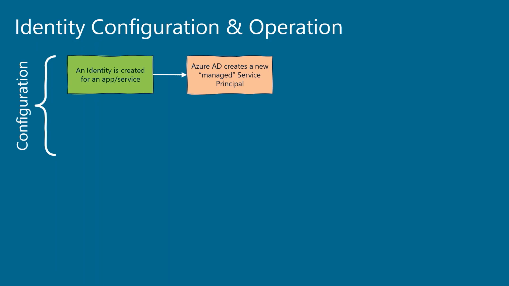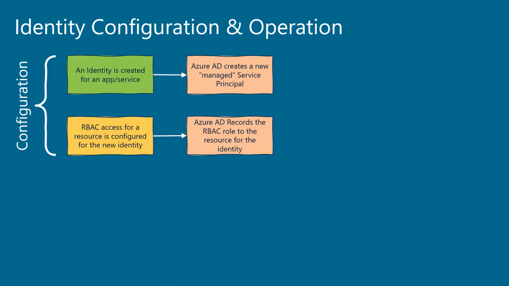We go through a couple of configuration steps where we create an identity for an application or a service, and Azure Active Directory would create a managed service principal, a service principal that it manages and is in charge of. And then we could use role-based access control for a resource and configure it to grant a set of permissions for that identity that we just created. And Azure Active Directory would record the role-based access control information.